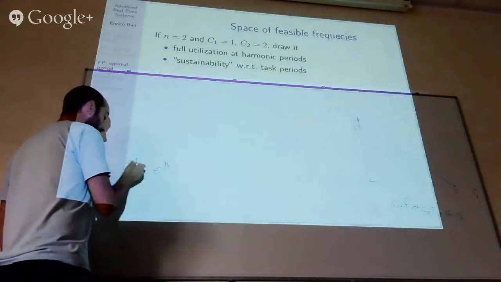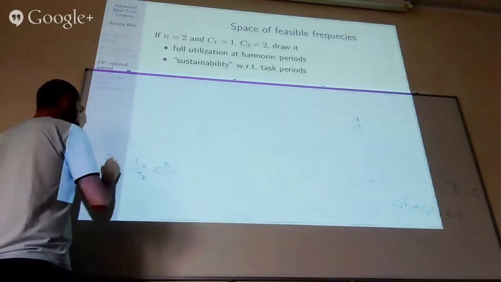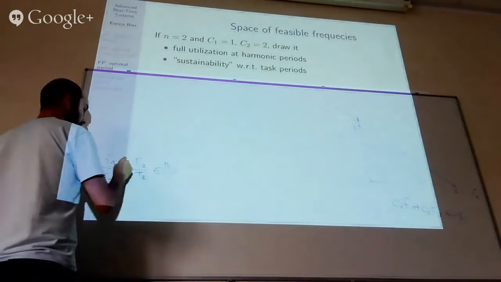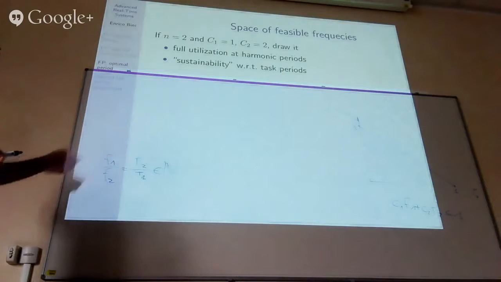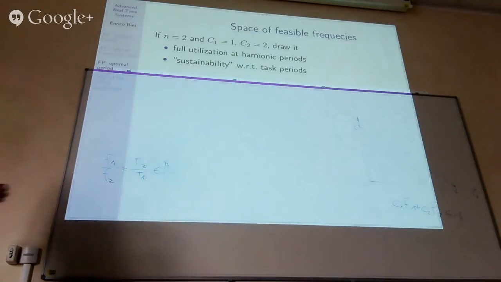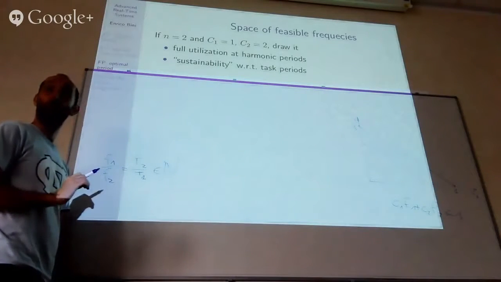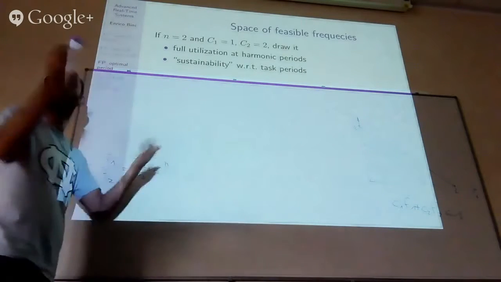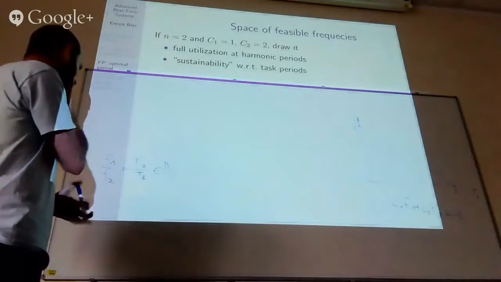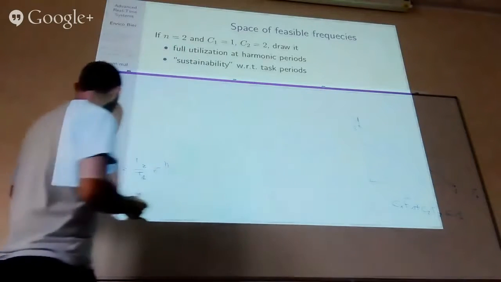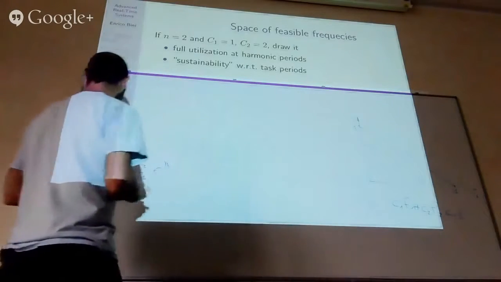Which is basically the same as F1 over F2 belonging to the natural numbers. So if F1 over F2 belongs to the natural numbers, then we know that EDF is exact. We know it because this is well studied. So what does it mean in our plot? Well, it means that when this ratio is an integer, then we know that.